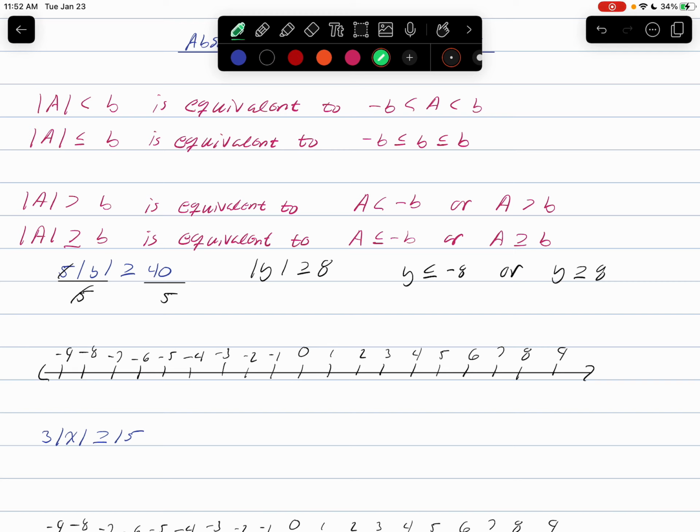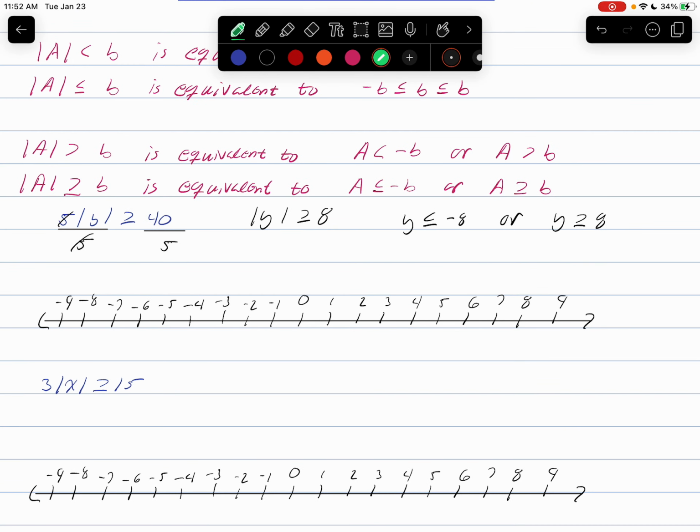So here we can go ahead and graph this. We start at positive 8 here, and we're going to do a filled-in circle because of the less than or equal to, and the greater than or equal to. And we're going to shade everything to the right, and then we're going to go to the left-hand side and shade everything to the left. And that's how you would graph this.